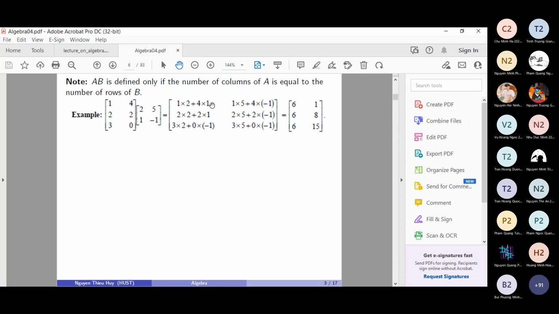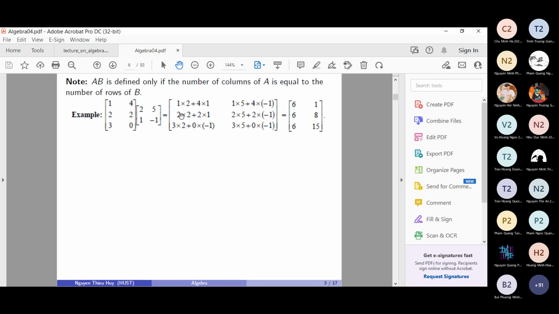Therefore, we can multiply. So here you have C11, the entry on the first row and first column, which should be the first row multiplied by the first column, so 1 times 2 plus 4 times 1, then add. So we obtain 6. Similarly, for the first row and second column, first multiply by second, so 1 multiply 5 plus 4 multiply minus 2 is 1, and so on.